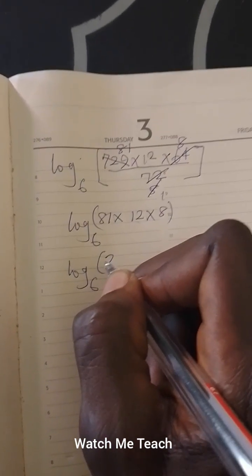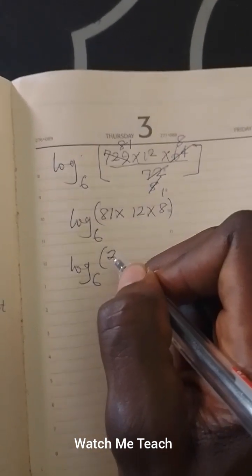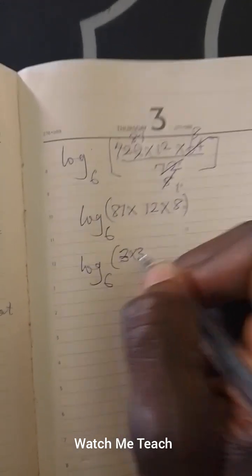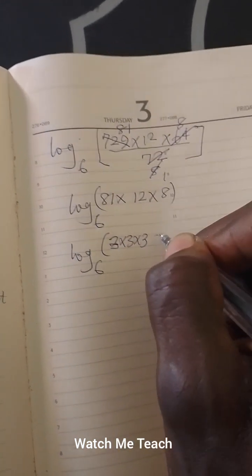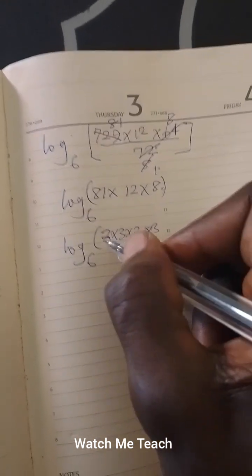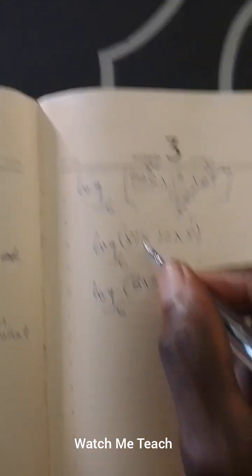81 is 27 times 3. That means 3 times 3 times 3, times 3. I'm doing this so that you understand it better. This is 27 times 3, which is 81.